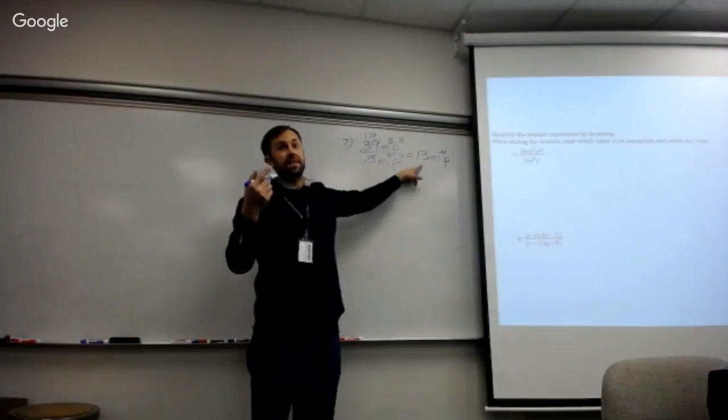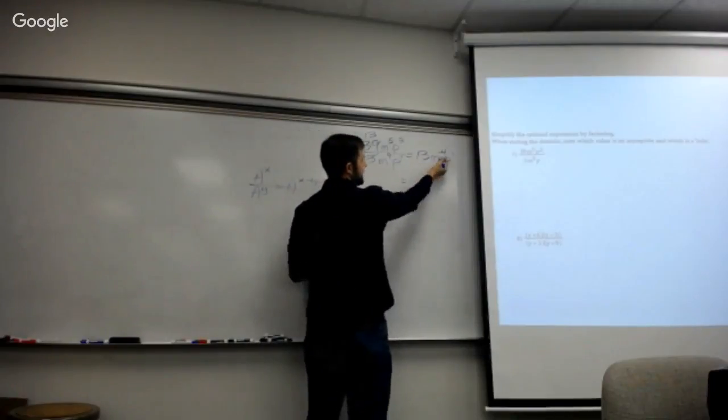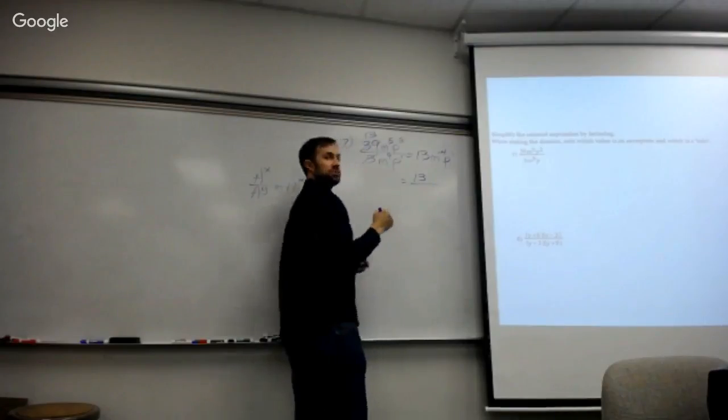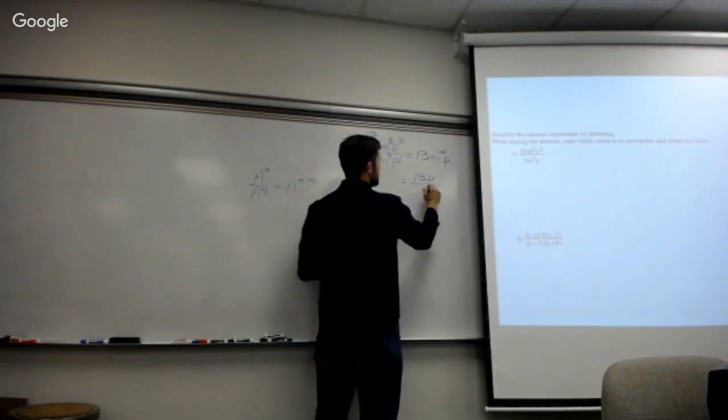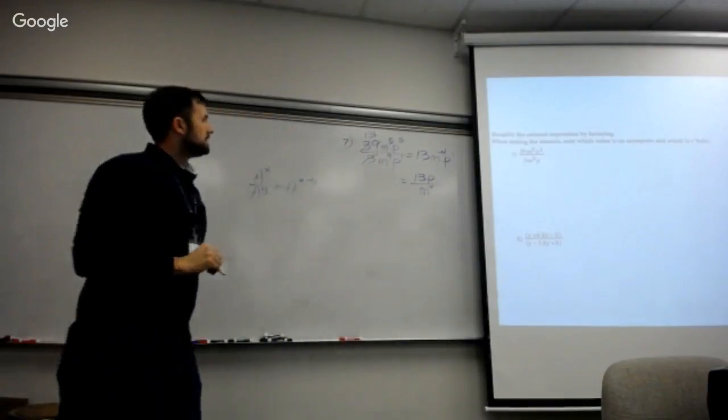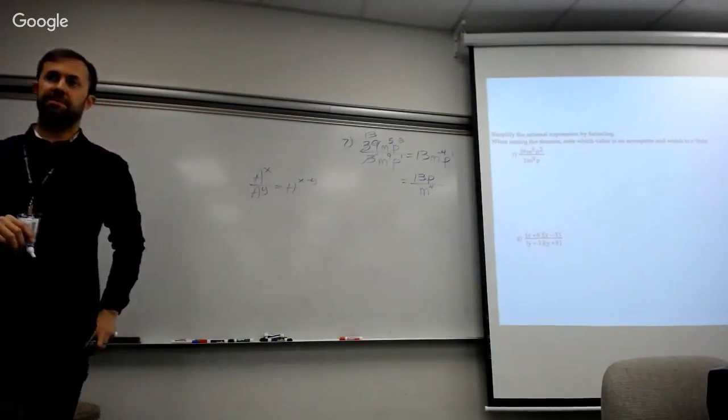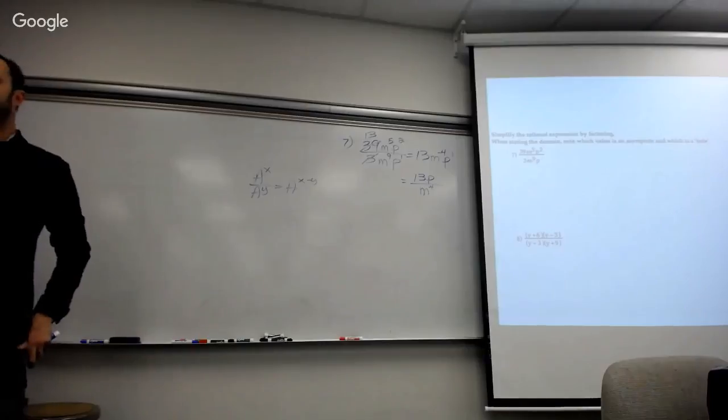Now, how would I simplify that? What does the negative exponent mean in this case? Yeah, I'm going to push the m variable down to the bottom, and I would have 13p over m to the 4th. Did everyone get 13p over m to the 4th? Using whatever method you might have used?